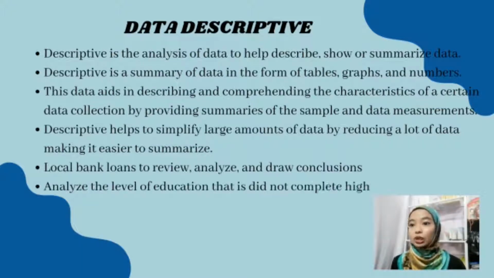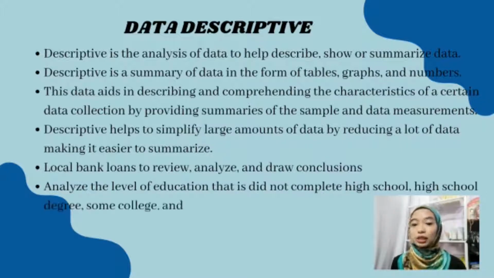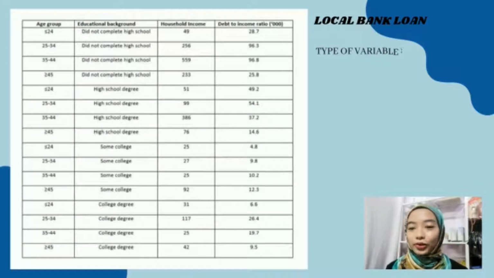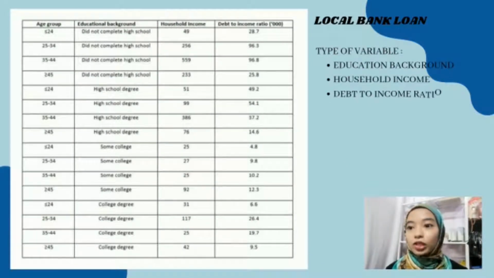We have chosen to analyze the level of education, that is, did not complete high school degree, some college and a college degree. This is a table of local bank loan. The variables that we are using are age, education background, household income, and debt to income ratio. This table uses quantitative data that is numerical.